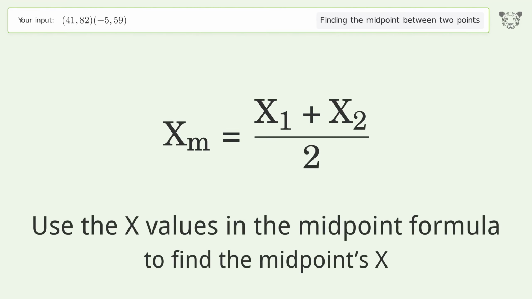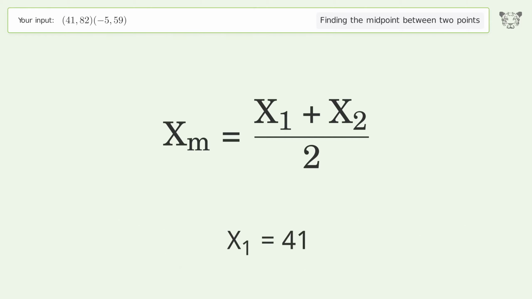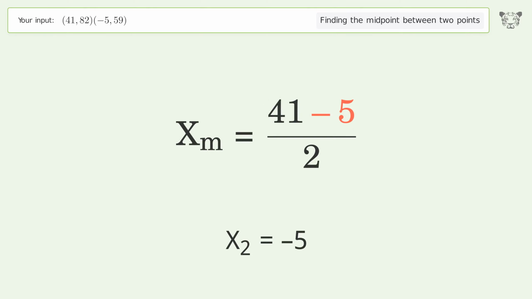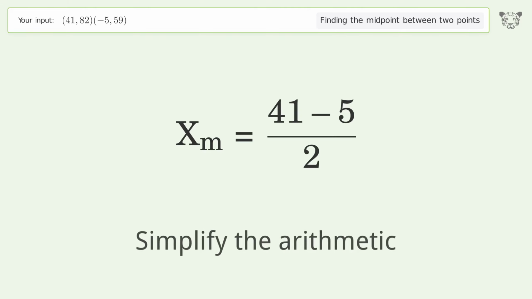Use the x values in the midpoint formula to find the midpoint's x. x1 equals 41. x2 equals -5. Simplify the arithmetic.